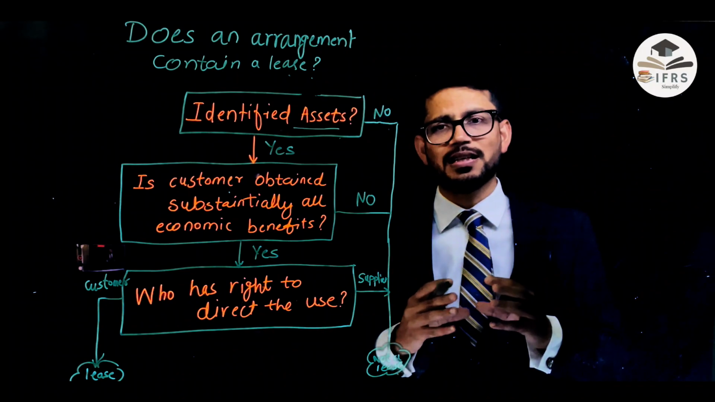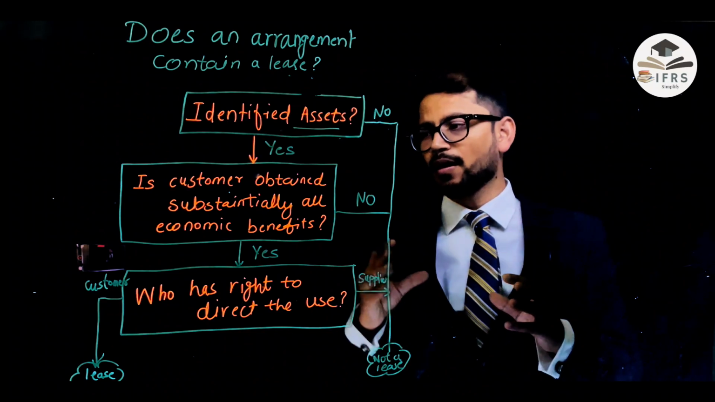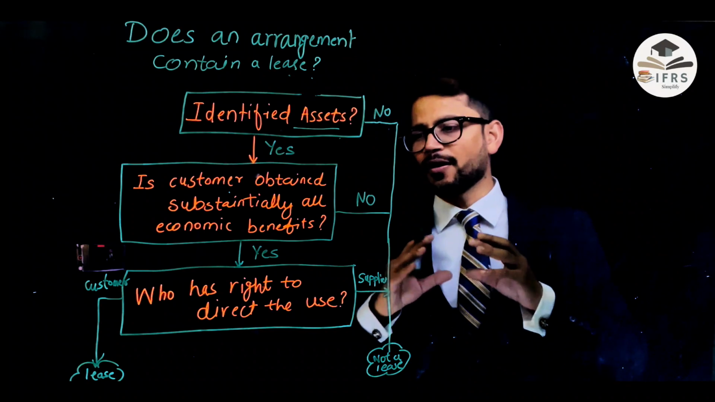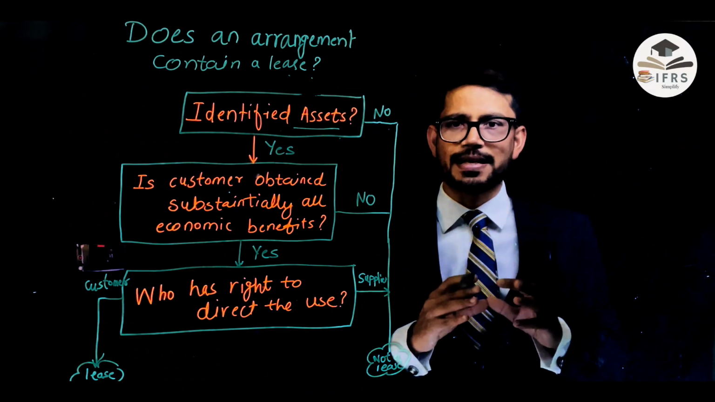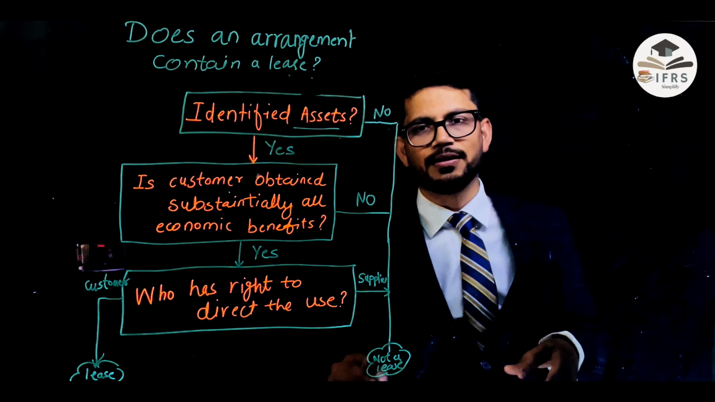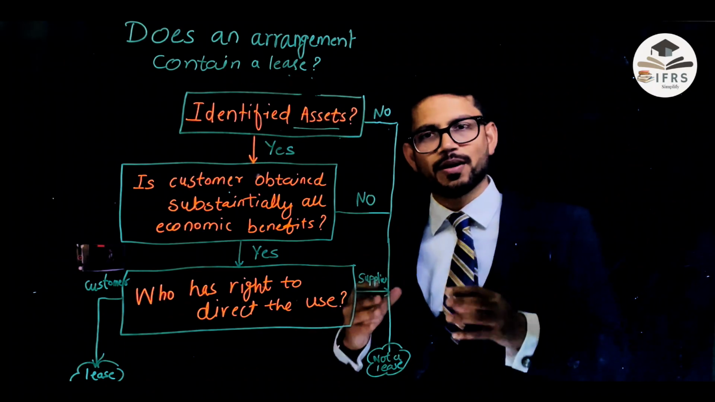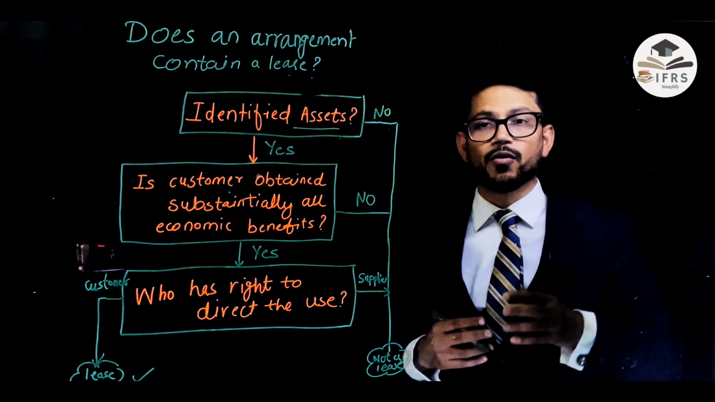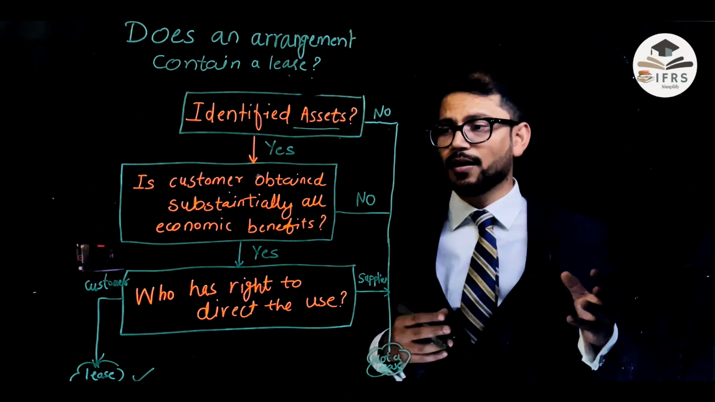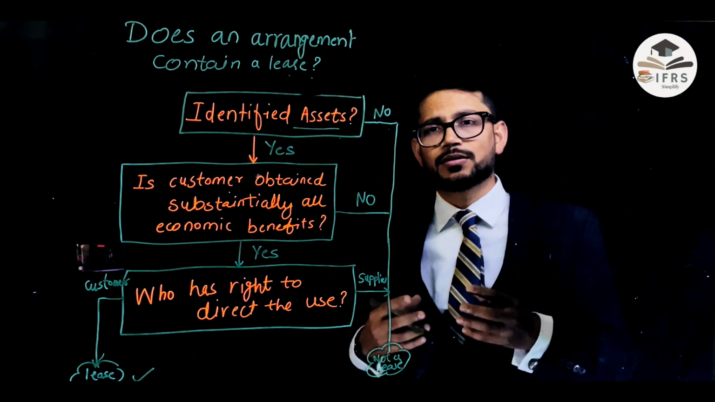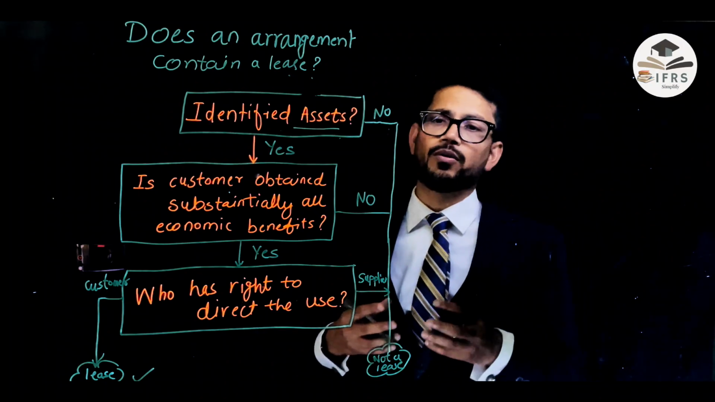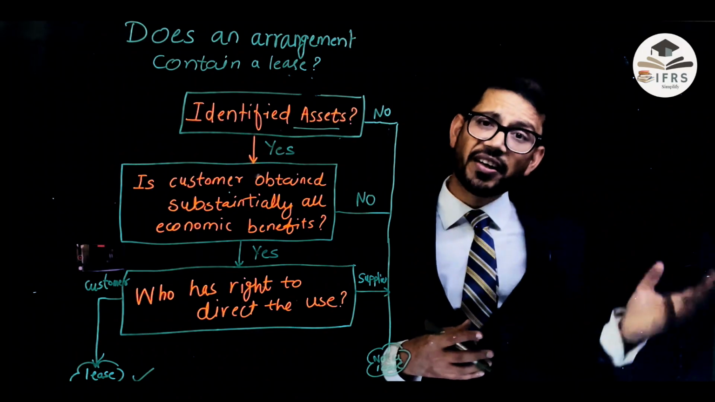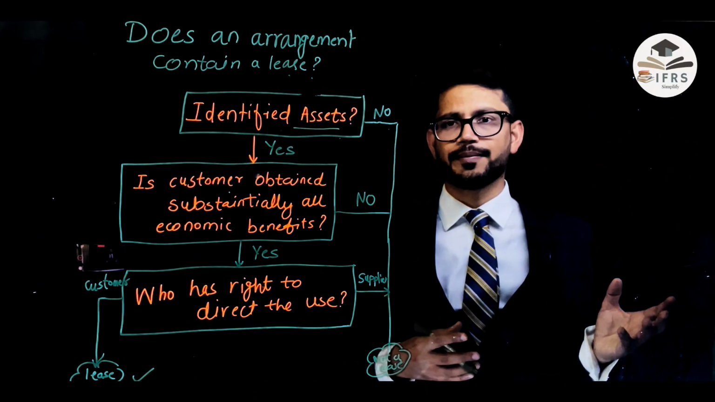So this assessment is very much required. If you conclude that the supplier has the right to direct the use of the underlying asset, then it's not a lease. And if the customer has the right to direct the use of the asset, then it's a lease. We will understand in our next slide what happens if neither party has control or the right to direct the use of the asset. So let's have a detailed assessment in our next slide.